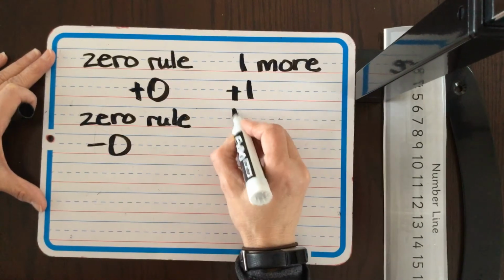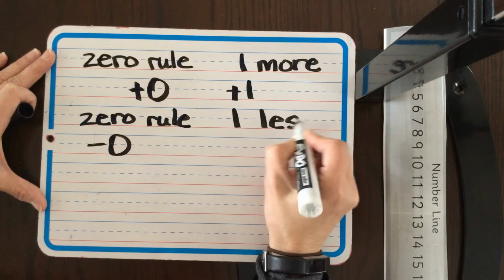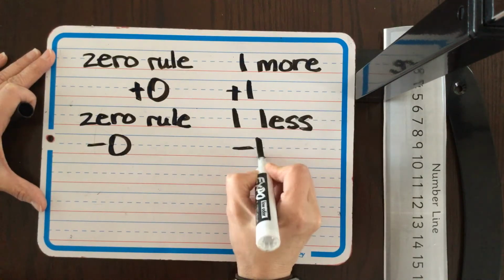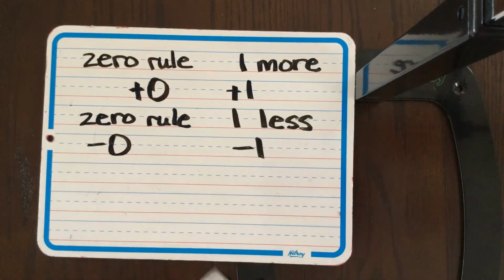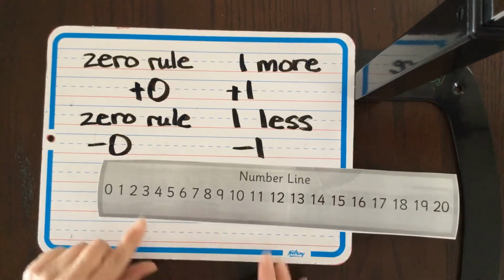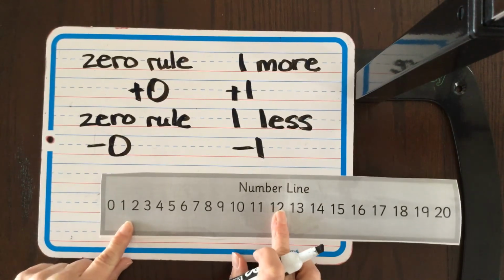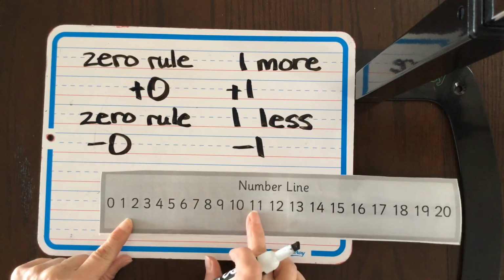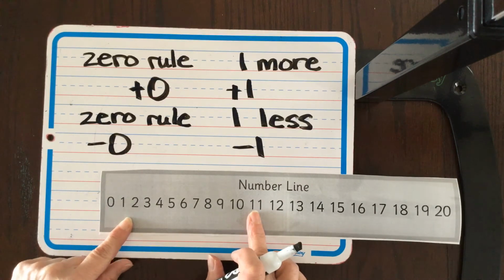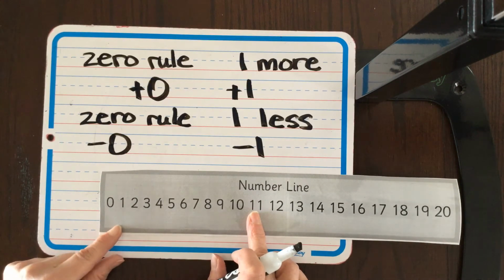In subtraction, we have a 1 less rule. When we take away 1, it's like counting backwards on your number line just by 1. So if I was at 12 and I wanted to take away 1, I would skip back just one number and count backwards to 11, and that would be my answer.